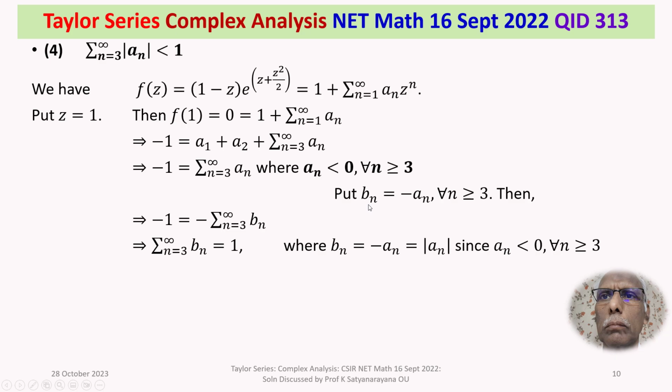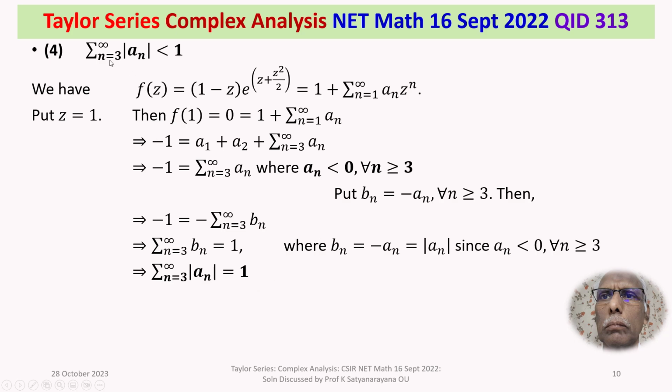What is bn? Bn is minus an. What is an? An is negative. When an is negative, what is minus an? It is mod an. So bn is equal to minus an is equal to mod an, because an is negative for all n greater than or equal to 3. So replace bn by mod an. So that will be sigma n is equal to 3 to infinity mod an is equal to 1.